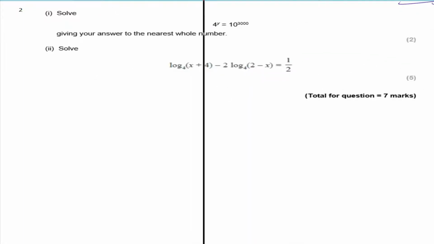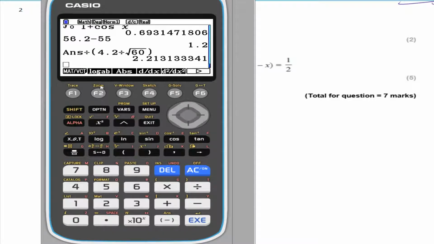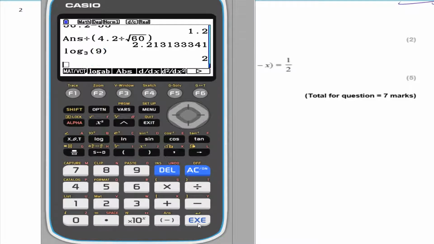If any of you doing this question want to know how to do a log, it's not in the actual buttons, but if you go into the maths button, you've got log AB here, and then you can put whatever base you want. So you can have log base 3 of 9. We know that's going to be 2, because it's the power you raise 3 to in order to get 9. So you can do a log of any base using the log AB button on your calculators.